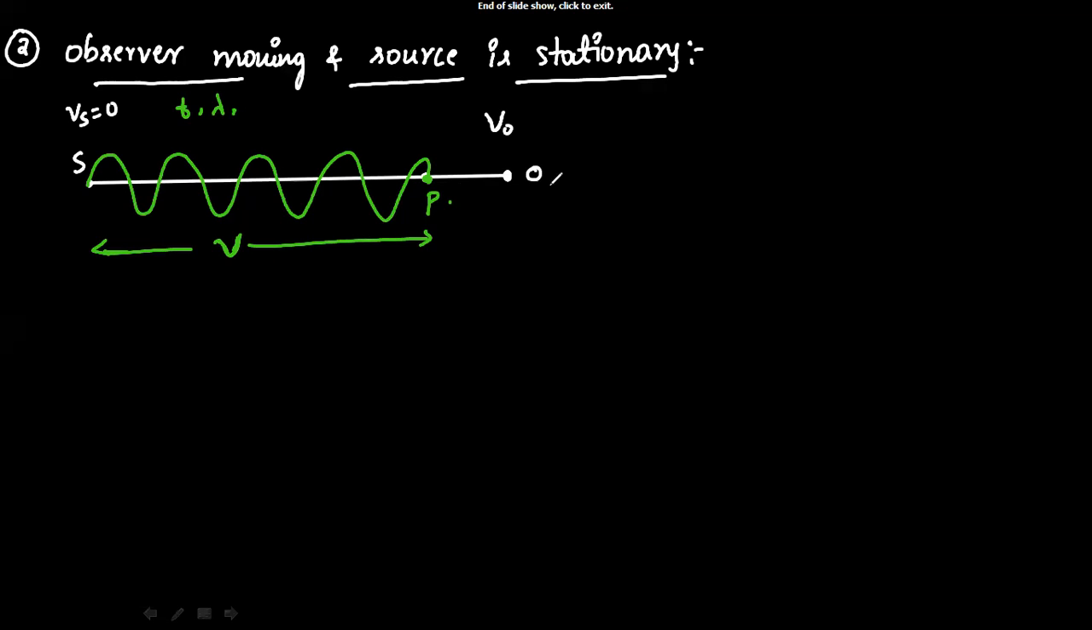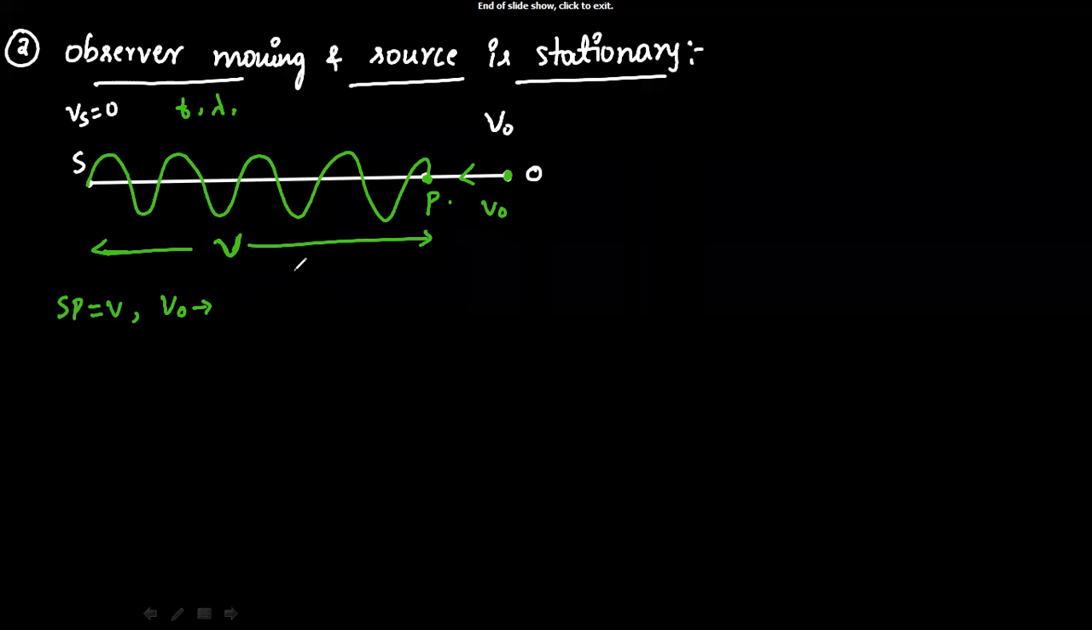Okay, next, the observer will start to move towards the stationary source, and vo is the velocity of the observer. So the velocity of the source is zero. Now the observer is moving towards the stationary source, so the velocity of the observer will be taken as vo.